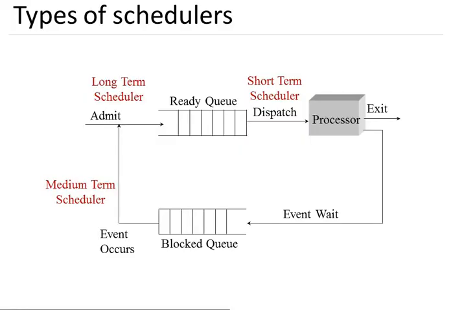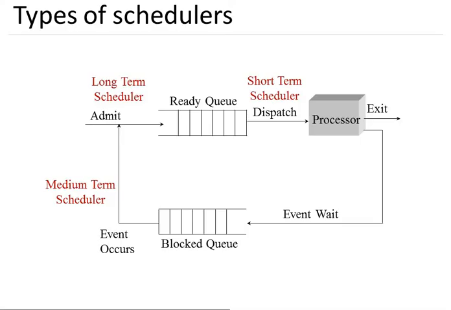So whenever a particular process is selected from the blocked queue after some event occurs, it should be admitted to the ready queue. So which process to select? This task comes under the duty of the medium-term scheduler. So these are the three types of scheduler: long-term, short-term, and medium-term.